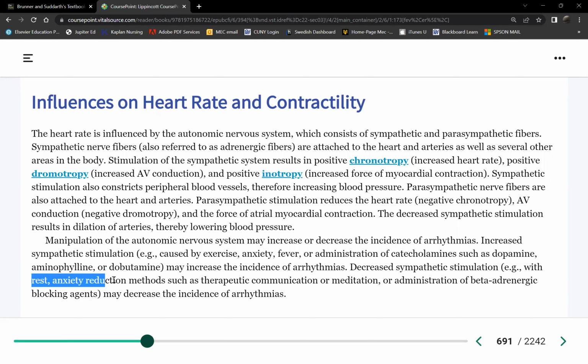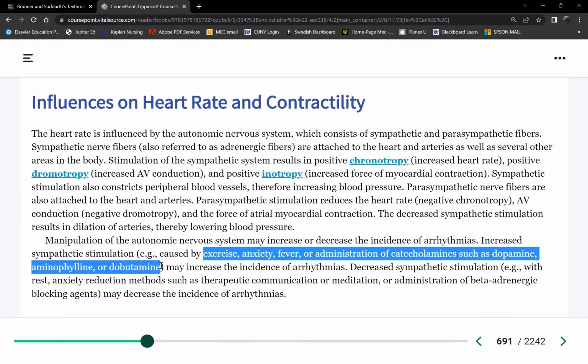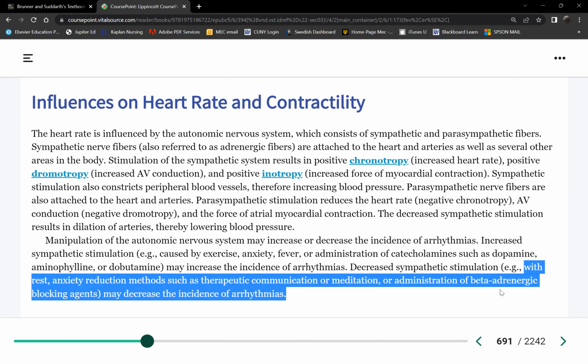So as early as now, do you have any idea about what can cause dysrhythmias? We just talked about it. Yes. So sympathetic stimulation, such as these here, can do what to your heart rate? Increase it. Whereas what will be the effect of these here? Decrease your heart rate. Okay.